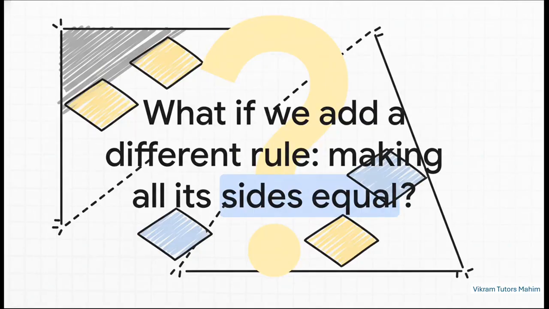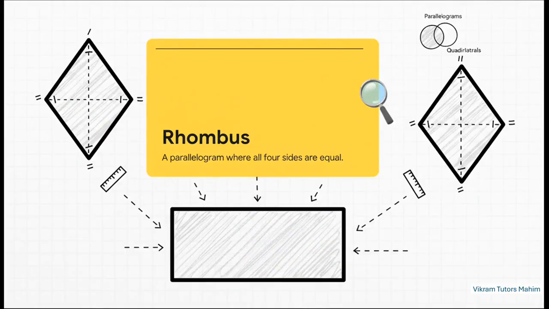Let's go back to our parent, the parallelogram, but this time, let's forget about the angles. Instead, let's try a totally different rule. What if we make all 4 sides the exact same length? This gives us the rhombus, the rectangle's sibling. It's also a parallelogram, so it gets all the same core traits, but its unique feature isn't about angles, it's about its sides. All 4 of them have to be equal.